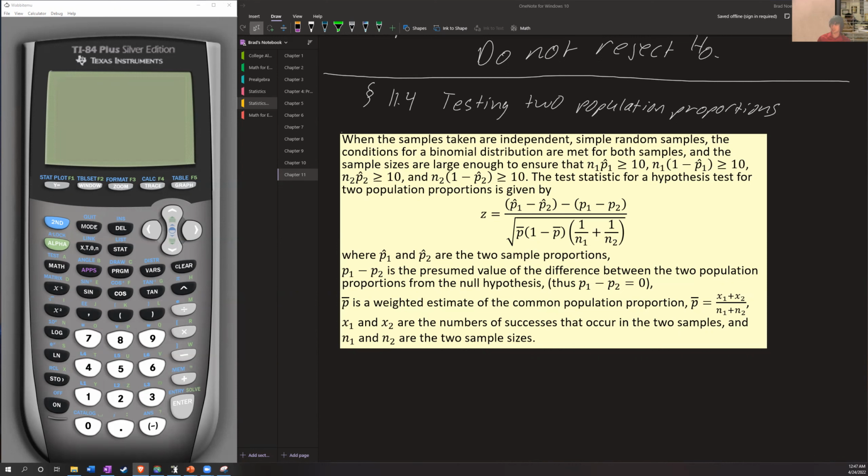the sample proportions. p1 minus p2 is the presumed value of the difference. P bar is a weighted estimate of the common population proportion, x1 plus x2 over n1 plus n2. x1 and x2 are the number of successes that occur in the two samples, and n1 and n2 are the two sample sizes. So again, proportion of 1, proportion of 2, presumed difference here. This is our sum of these, and then this is just 1 minus that times 1 over our sample sizes there, okay?